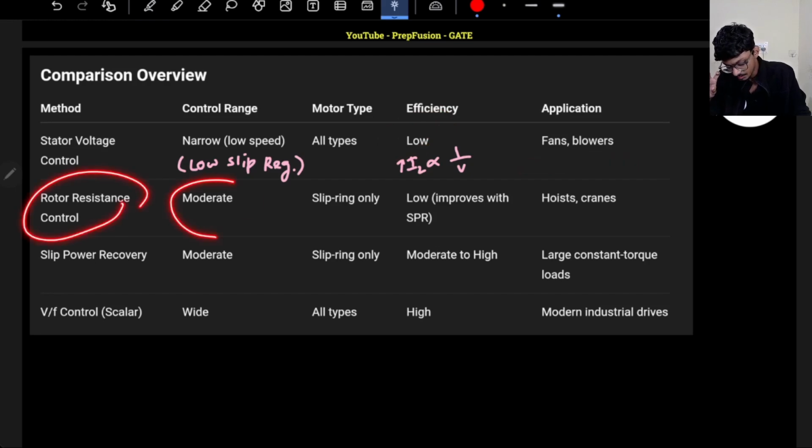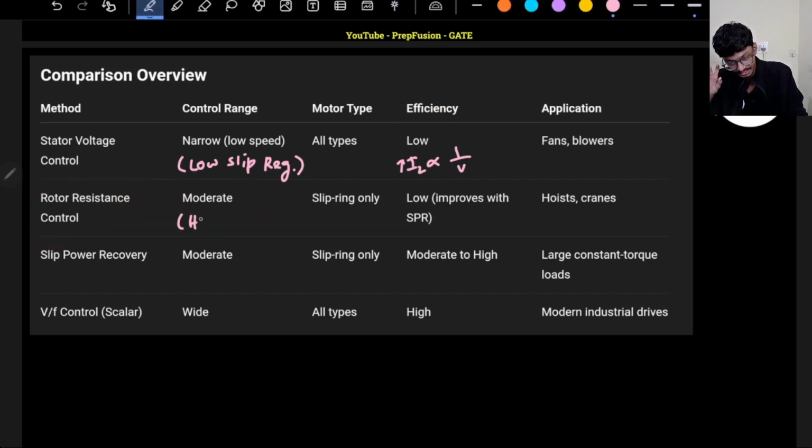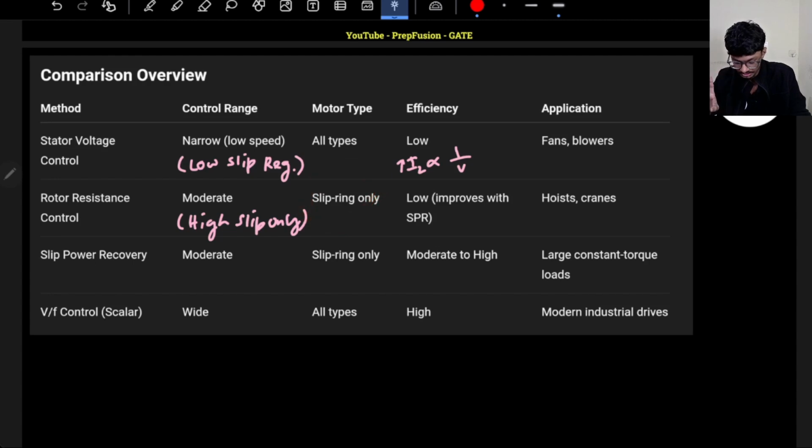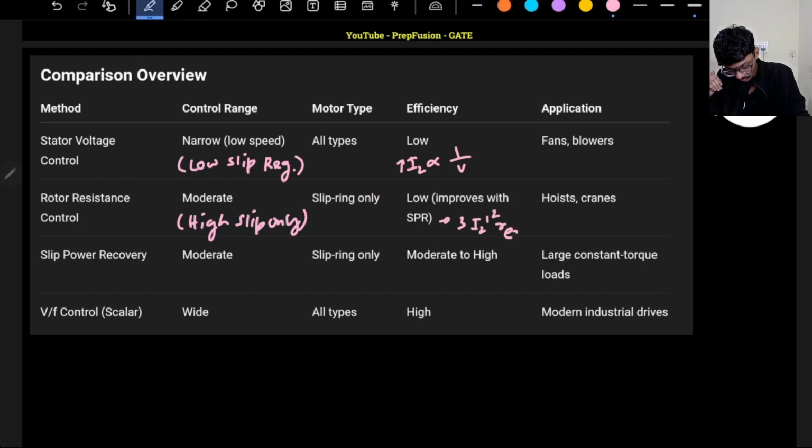Rotor resistance control range is higher because here we are operating in the high slip region from 0.9 to 1. So we will get a wider range here. Previously we did not get a wider range, but here we will. But the problem with this is, again, it is only possible in slip ring induction motor. It is not possible in any other induction motor. So efficiency again will be lower. We can improve the efficiency with slip power recovery. Why will it be lower? Because there will be losses in the external resistance. So these are my applications, basically hoist cranes.